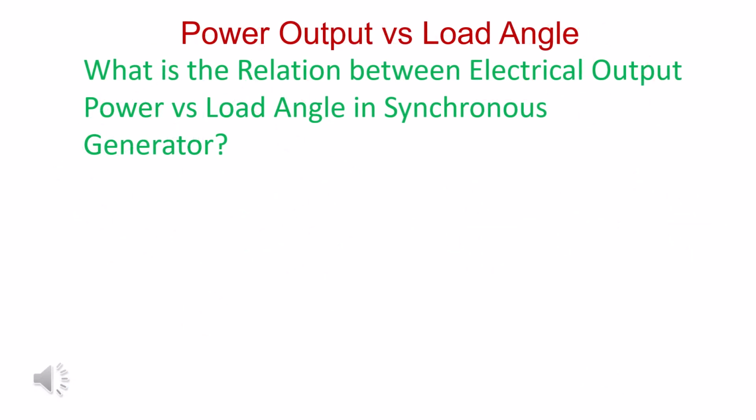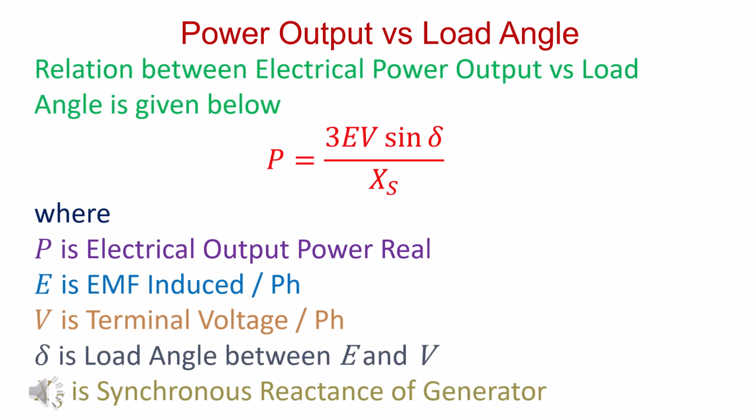What is the relation between electrical output power versus load angle in synchronous generator? Relation between electrical power output versus load angle is given below. P is equal to 3 EV sine delta by XS, where P is electrical output power, E is EMF induced per phase, V is terminal voltage per phase, delta is load angle between E and V, XS is synchronous reactance of generator.